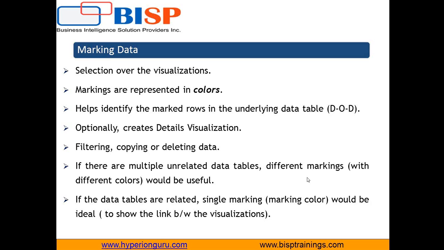Filtering, copying or deleting data. If there are multiple unrelated data tables, different markings would be useful. At times when we load data from different sources, they are not interrelated, but we have KPIs built on them. At that time, it is preferred to use different markings, so that the selection in a single visualization does not affect the other visualizations. If the data tables are related, a single marking would be ideal. So it's actually your decision at the end, depending on your KPI and how you have to show it.